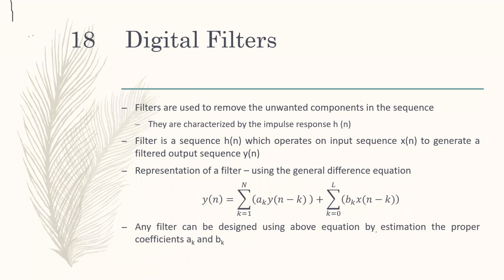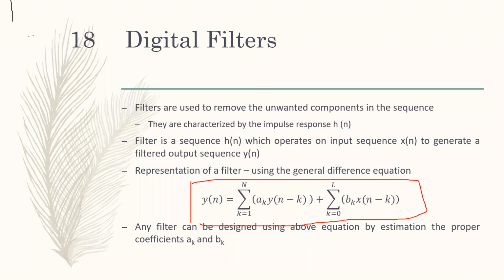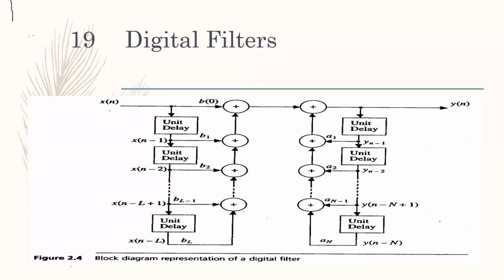So if we are able to estimate the coefficients ak and bk, then we'll be able to design the filter in an appropriate form. For DSP, computation time plays a major role. This is just the representation of the previous equation in its simple form. If I look at it, I have input x of n and the overall system output is y of n. These are the coefficients bk that we were speaking of, and these are the coefficients related to ak.